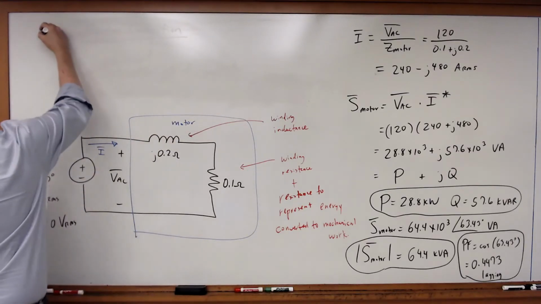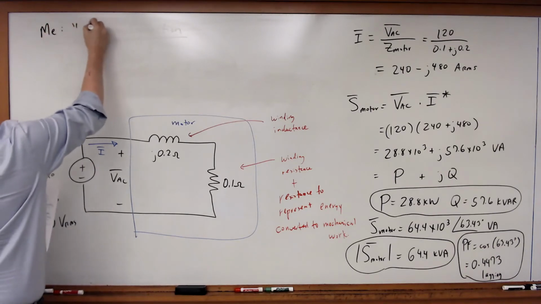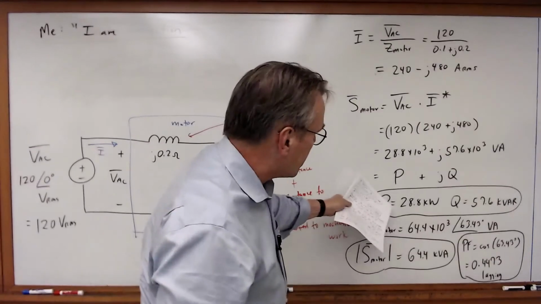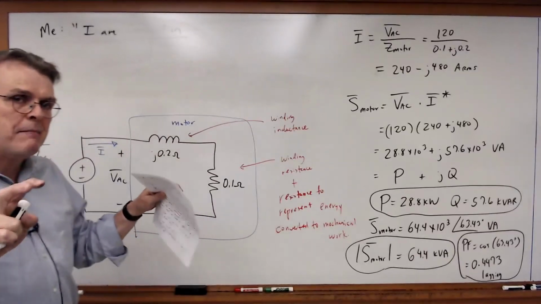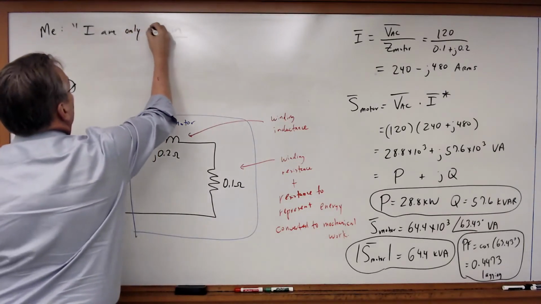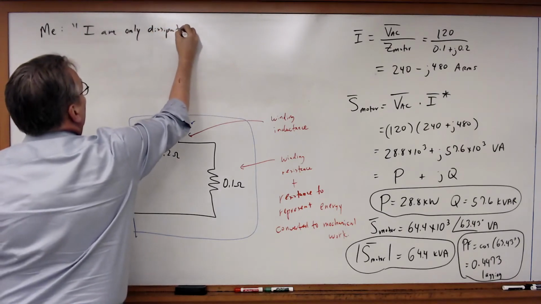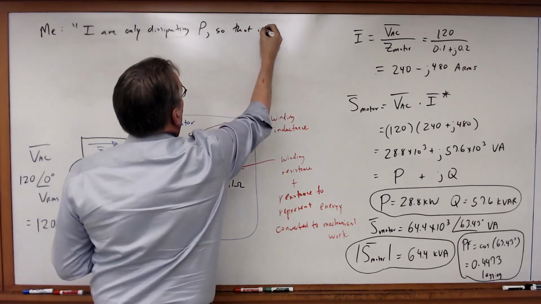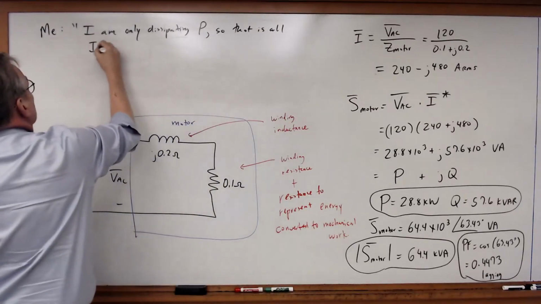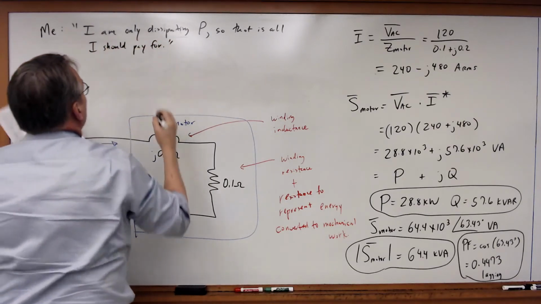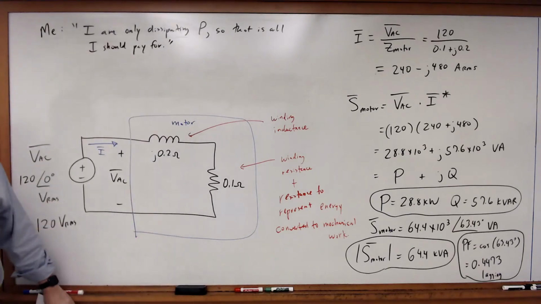So here's my claim. I'm only really using P, 28.8 kilowatts. That's the only thing I'm actually dissipating. That's all I should pay for. So that's my claim. I'm only dissipating the average power, the real power. And that's what I should pay for.